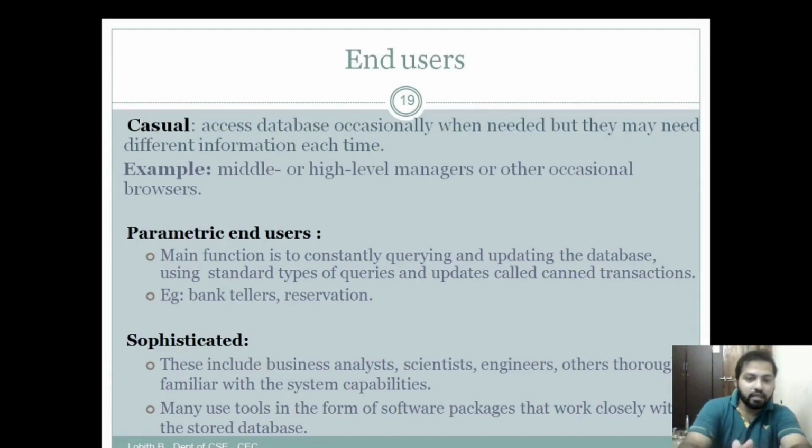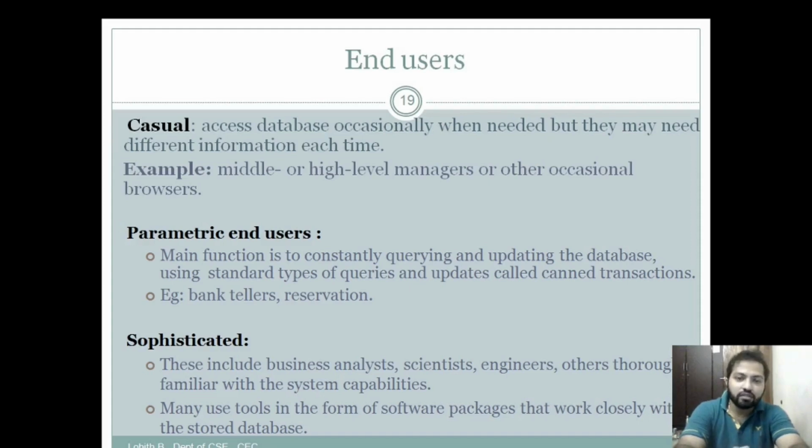So these are end users. These are the actors on the scene. We have casual users, parametric end users, sophisticated end users, and standalone users. Casual users use the database occasionally, like middle or high level managers. Each time they use the database, they expect different information.